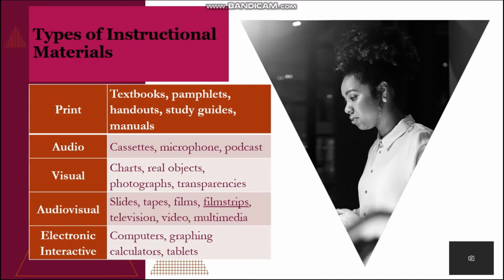That's under visual. Then we have the audiovisual, something that they can look at and at the same time hear and listen to. Slides, tapes, films, film strips, television, video, multimedia. And under electronic interactive, we can make use of computers, graphing calculators, and tablets. So those are the types of instructional materials.